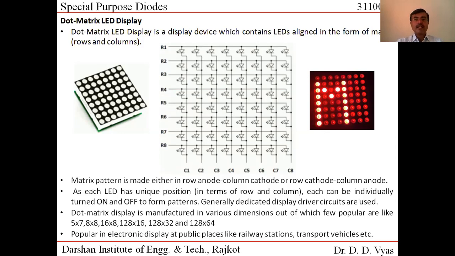These displays are quite popular in public places like railway stations. You can find them on the display boards of transport vehicles like buses, etc. So these are different types of LED displays which are popularly used in the market.